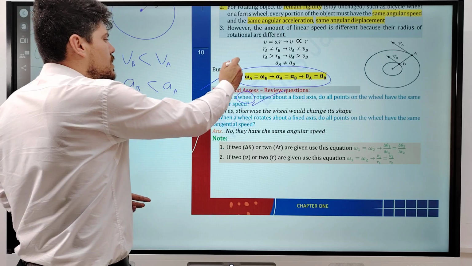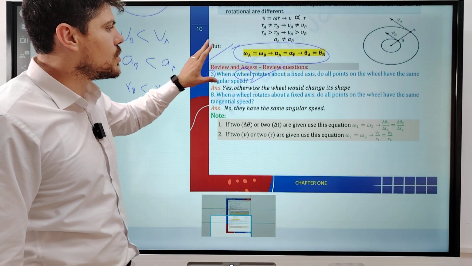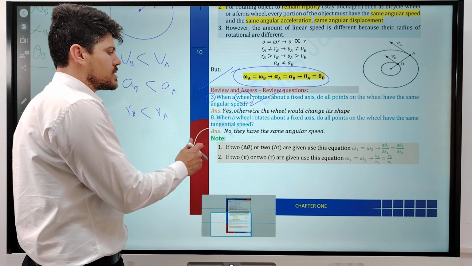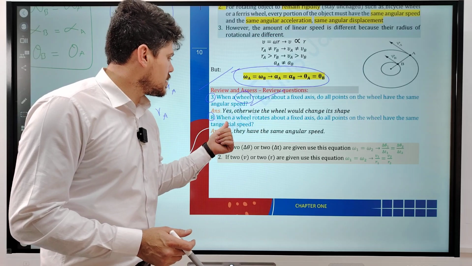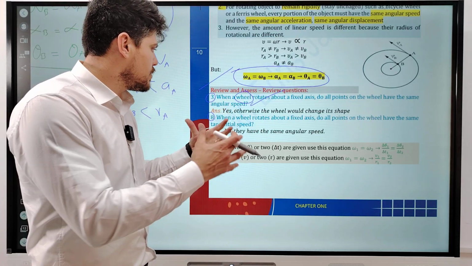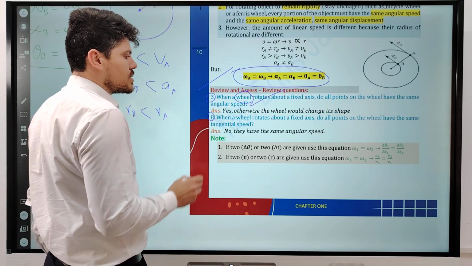This is question 3 from the chapter review. Very good question. Be careful. Okay? So it has been brought in the Wizari exam many times. Question 8. When a wheel rotates, this question is similar to this one, but there is a little difference. Okay? So now I'm going to tell you what is the difference between question 3 and question 8.